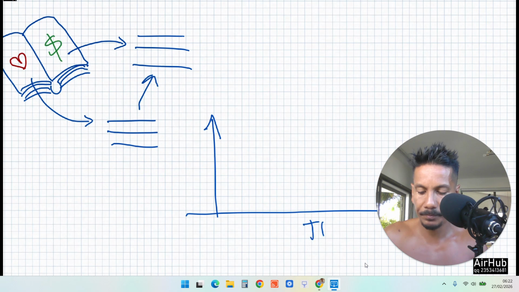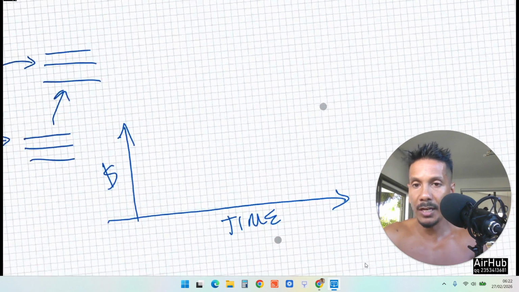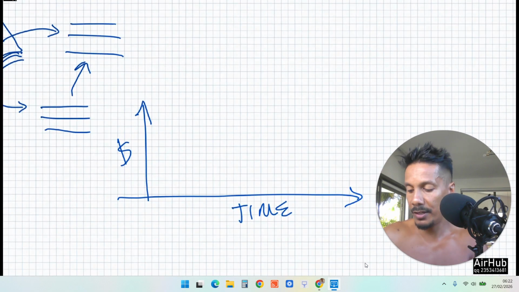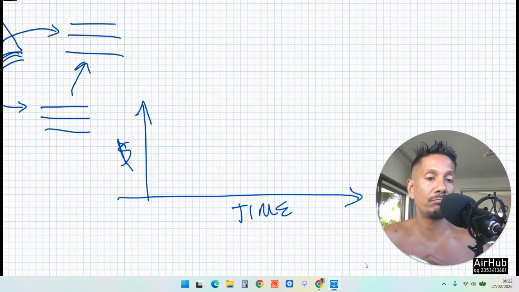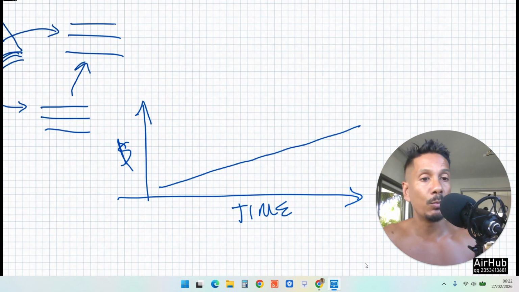There's time and there's money. Now, we can all agree that the longer you're in KDP, providing you're publishing books, eventually your money will go up with time. It's just by default, you're publishing more and more books, right?